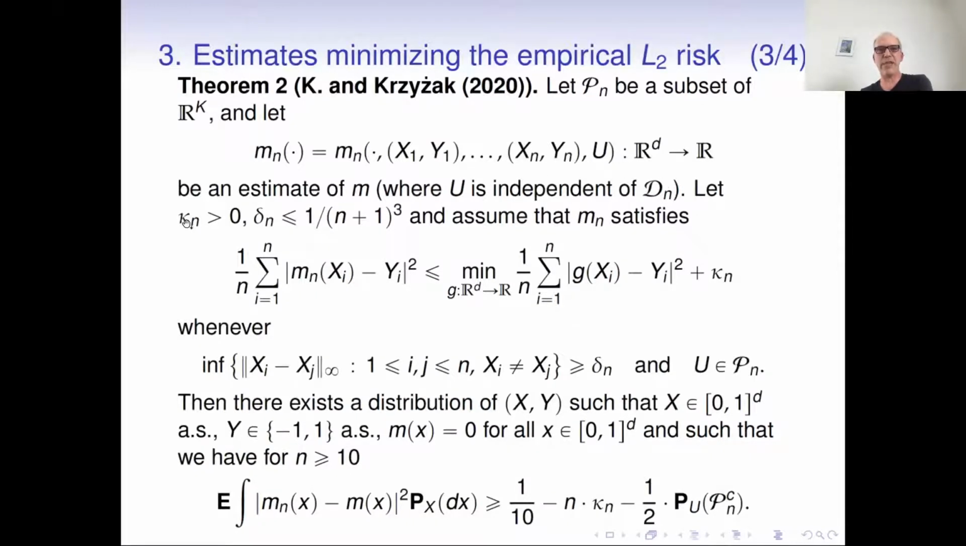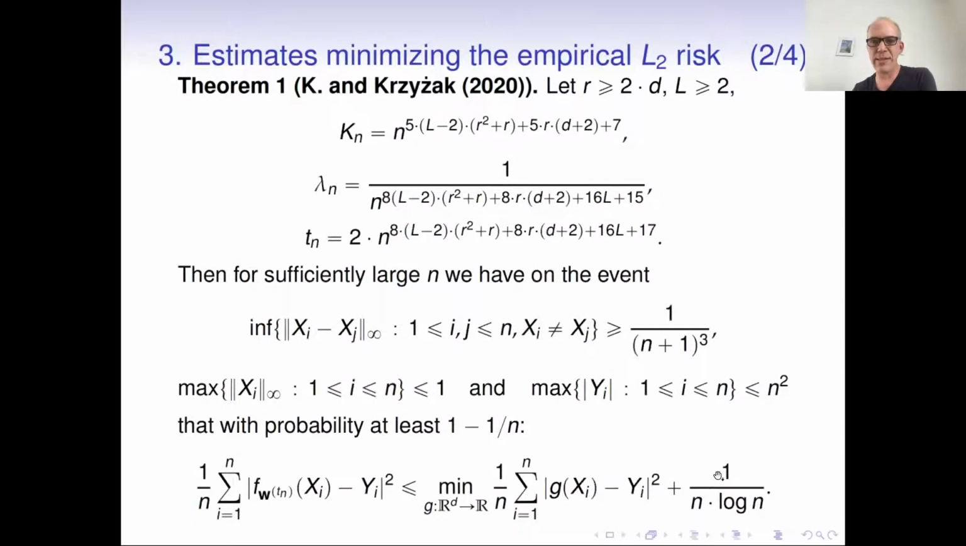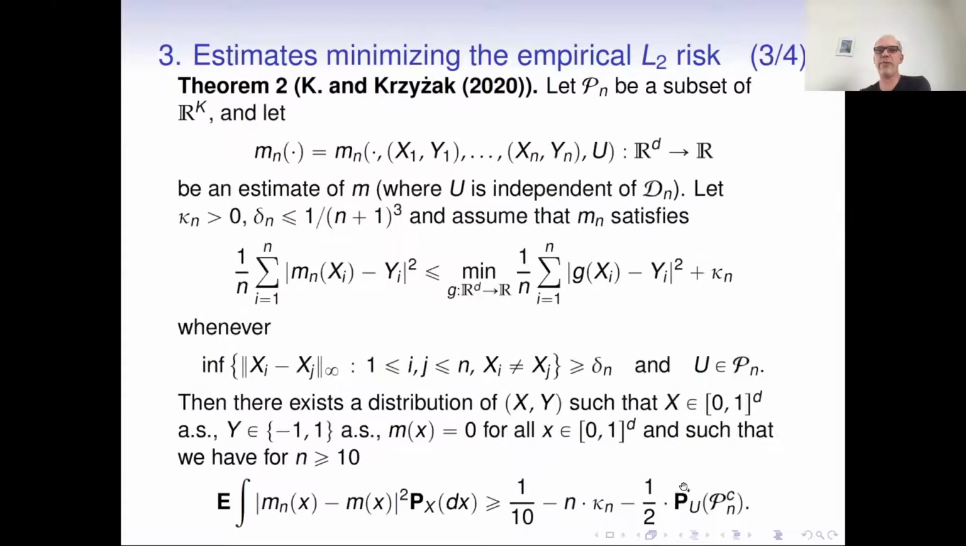I have some kappa n greater than 0. Kappa n will later on be a small number. I have delta n, my distance of the x values, which should be less than 1 divided by (n plus 1) to the power 3. And assume that the estimate satisfies that its empirical L2 risk is less or equal than the minimum possible value plus this kappa n. And this kappa n in the previous slide was just 1 divided by n log n. You can think of kappa n as 1 divided by n log n.